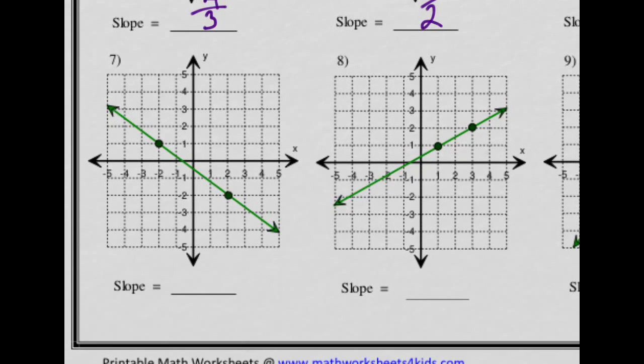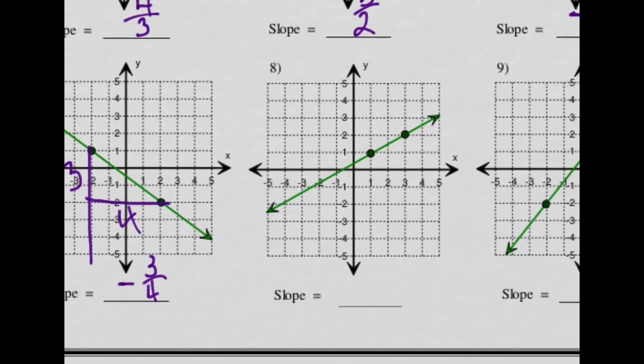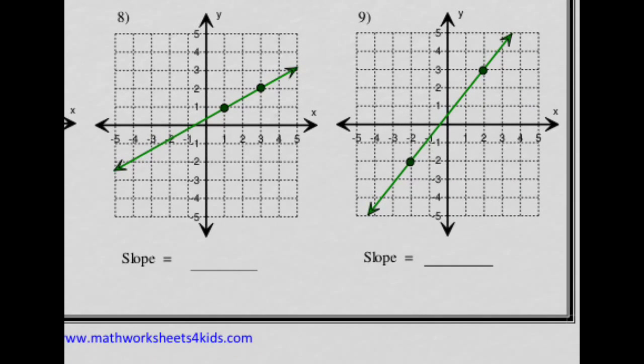We got 3 more to go through. Draw my triangle. Start counting. 1, 2, 3. So my up and down is 3. Start counting. 1, 2, 3, 4. My left to right is 4. My line is negative, so I have negative 3 over 4. Look at number 8. I count up 1, I count over 2, and it's a positive line, so my slope is 1/2.